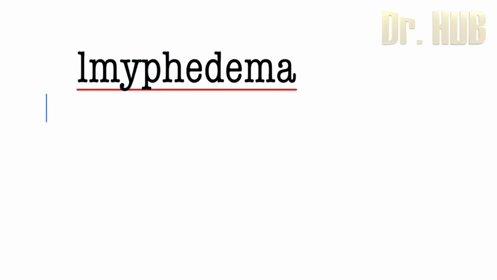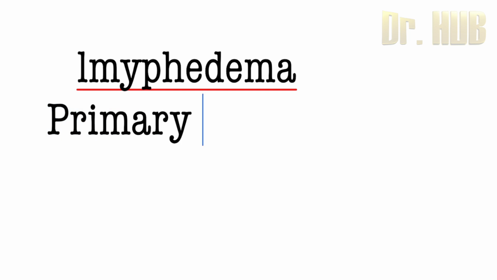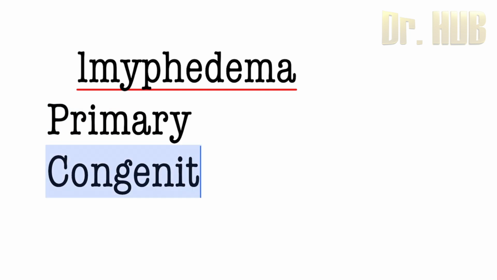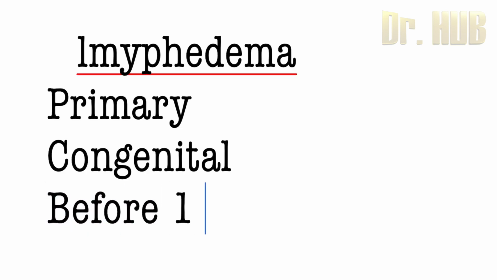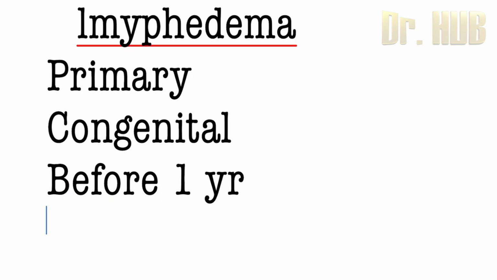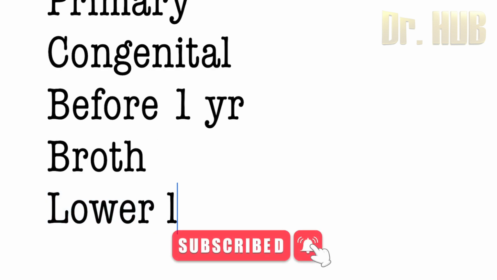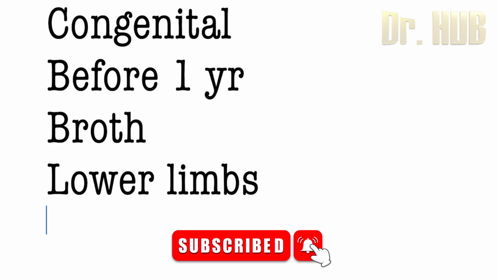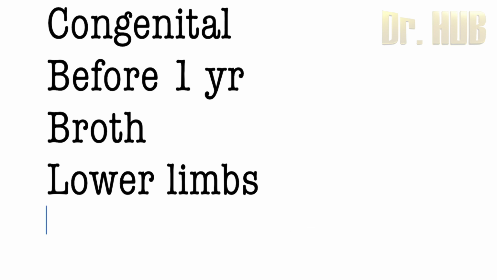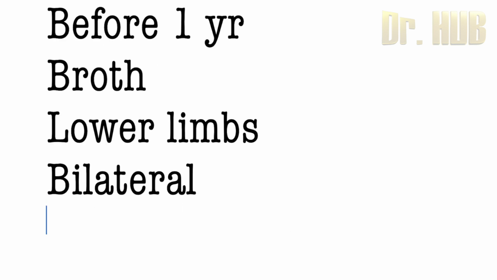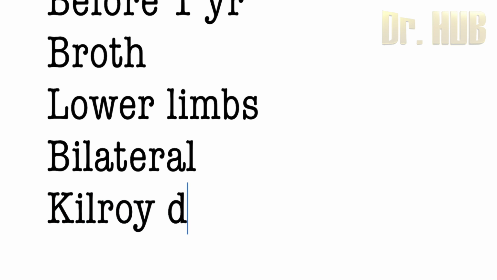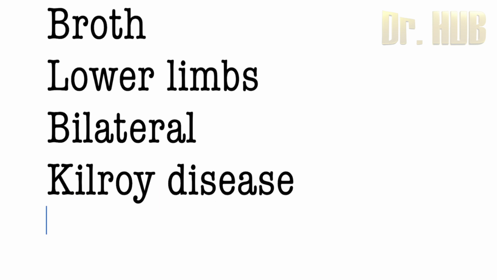Lymphedema. Under lymphedema, let's look at primary lymphedema. This includes congenital lymphedema, which occurs before the age of 1 year and is present at birth. It often involves the lower limbs, the genitalia and the face. Typically it is bilateral, and it includes Milroy's disease, which is a familial variant.